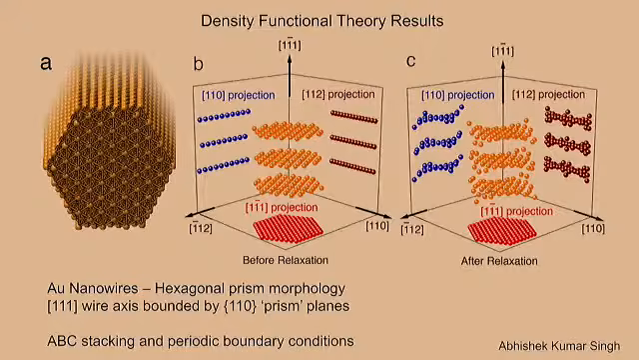But once we relax the structure, we found something very interesting. These are the 100 planes in the nanowire. We see atoms actually going above and below the plane, which means that the 100 planes are no longer planar. They've undergone some sort of wrinkling in this particular case. Okay. So of course, this is still first principles calculations.